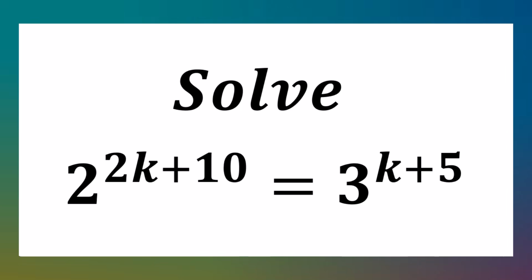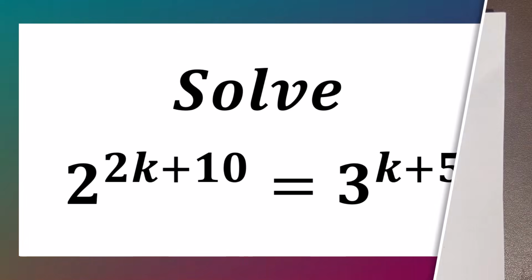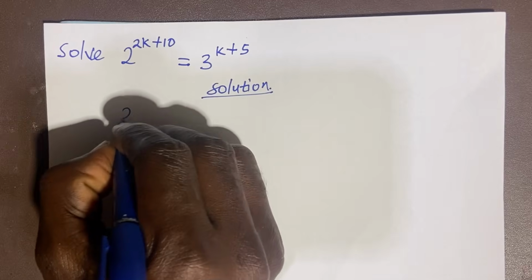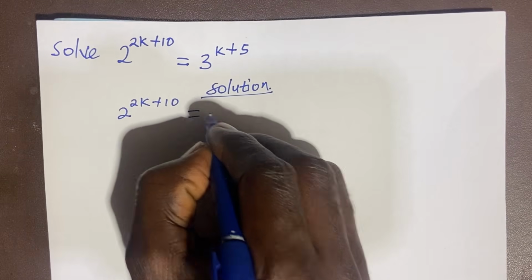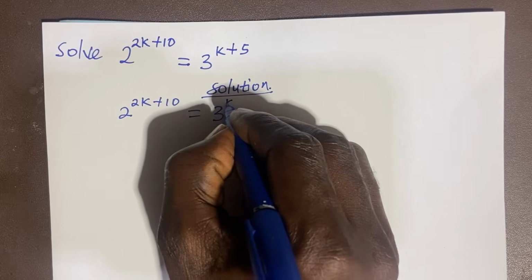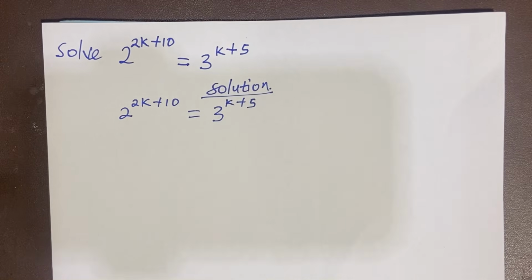Solve 2 to the power 2k plus 10 equals 3 to the power k plus 5. Let's look at the solution together.